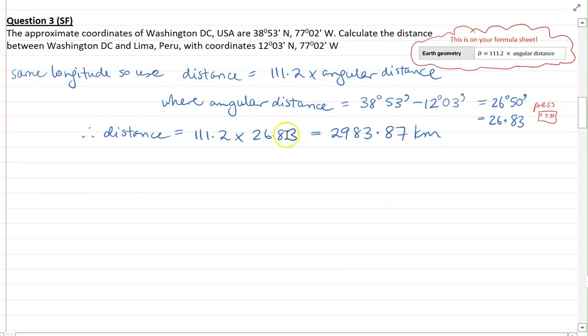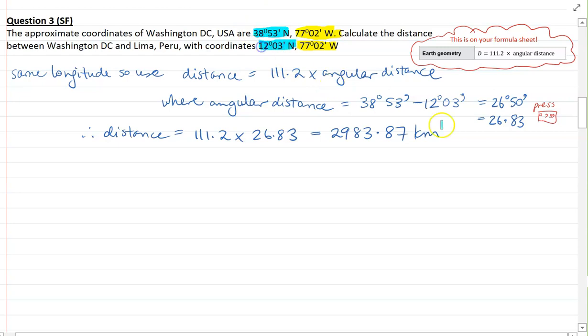Okay, so you should have observed that they have the same longitude. So they both have a longitude of 77 degrees and 2 minutes west. Because they have the same longitude, that means we use this particular formula on our formula sheet. So 111.2 times the angular distance. So remember now the angular distance is now the difference between their latitudes.